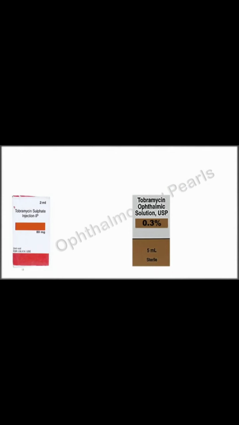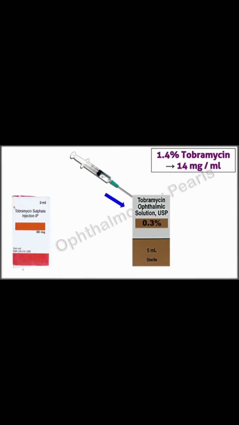For tobramycin or gentamicin, withdraw 2 ml from an intravenous vial that contains 40 mg per ml, that is 80 mg of the drug, and add it to a commercially available topical solution to give 14 mg per ml or 1.4%.